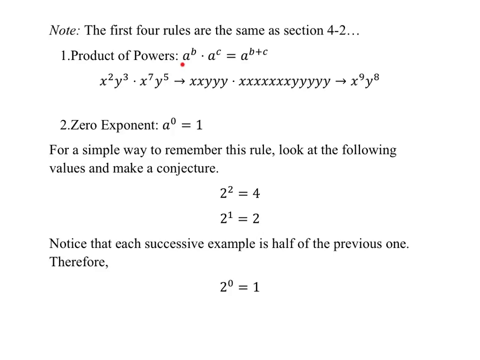So look at the rule. The rule has A as the base in both of the factors. And when multiplied, we simply add the exponents. And if I want to prove that to myself, whenever you forget a rule, just write it out. Literally, look what I did. I wrote it out, and that proves the rule.